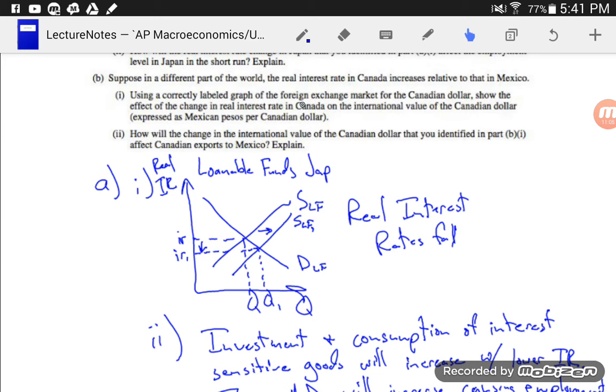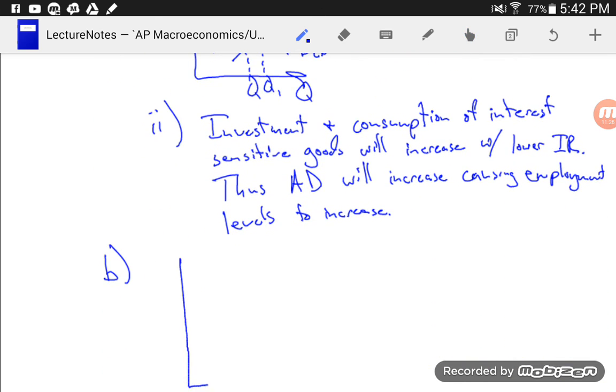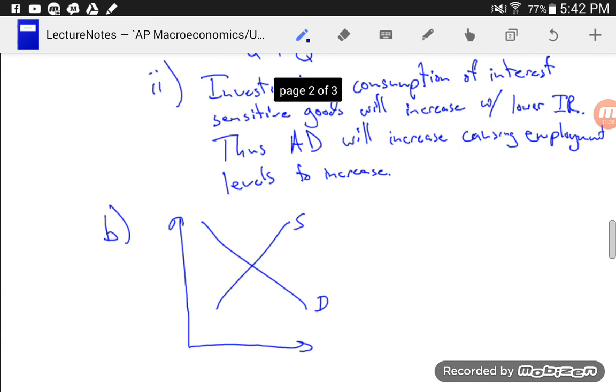So let's see, using a correctly labeled graph for the Canadian dollar, show the effect of the change in the real interest rate in Canada on the international value of the Canadian dollar expressed as Mexican pesos per dollar. Well, alright, so we've got demand and supply. I should label this as quantity of Canadian dollars, and this is the price of it expressed as pesos per Canadian dollar.